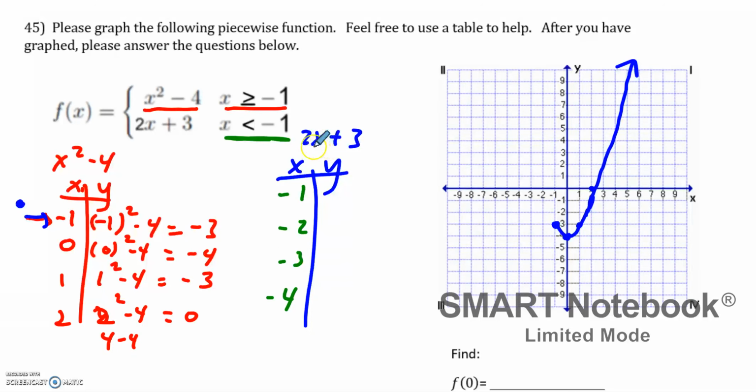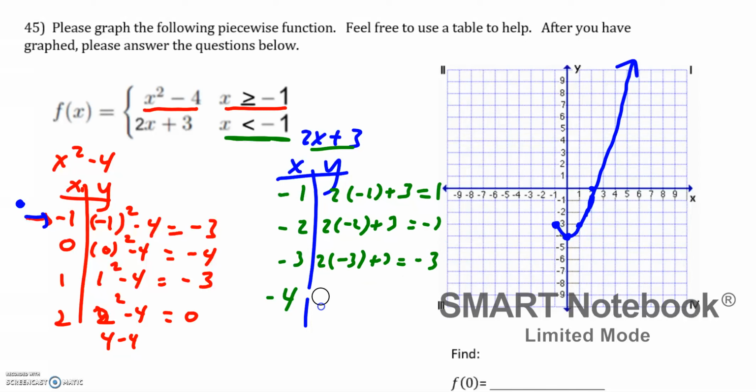If I plug these values into this function, we have 2 times -1 plus 3, which is -2 plus 3, or 1. 2 times -2 plus 3 is -4 plus 3, or -1. 2 times -3 plus 3 is -6 plus 3, or -3. 2 times -4 plus 3 is -8 plus 3, or -5.